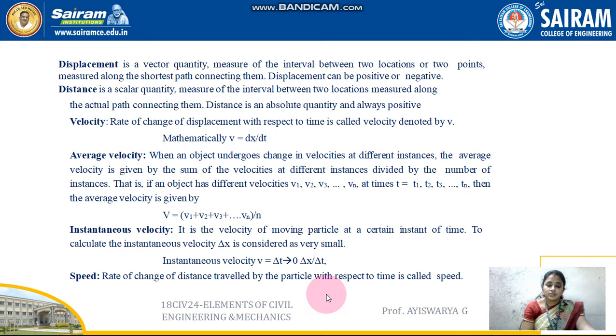Velocity means distance by time. Meter per second is its unit. And average velocity means the sum of all velocities divided by the number of instants. Instantaneous velocity means the velocity found at a certain instant of time, whereas speed means the rate of change of distance traveled with respect to time.